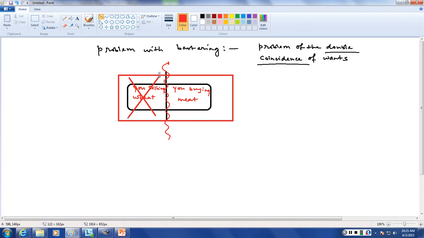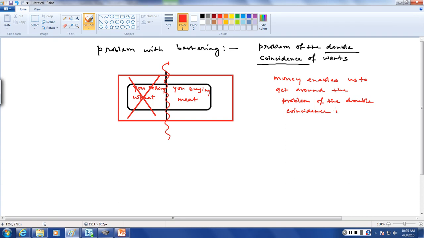So what money does is that money enables us to get around the problem of the double coincidence of wants of a barter economy. So this is why we invented money. That's how it makes life easy for us, and that's why we invented it. Correct?